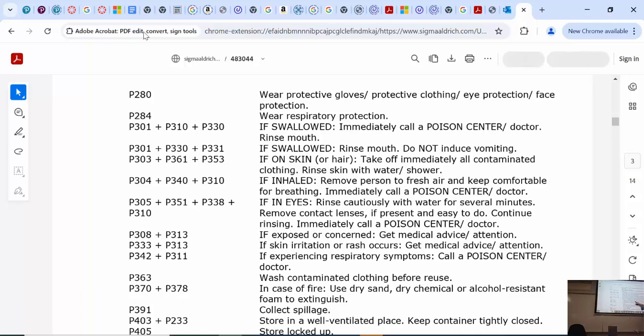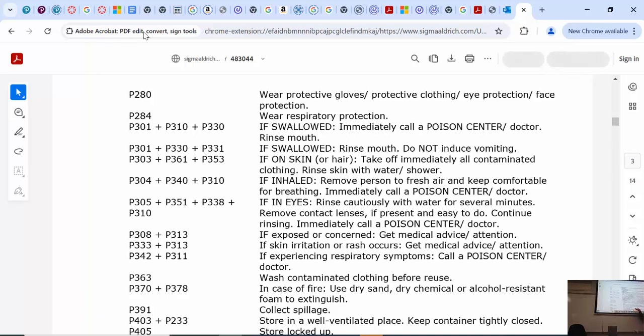Continue rinsing. Immediately call a poison center or doctor. If exposed or concerned, get medical advice or attention. If skin irritation or rash occurs, get medical advice or attention. If experiencing respiratory symptoms, call a poison center or doctor. This is obvious: wash contaminated clothing before reuse. In case of fire, use dry sand, dry chemical, or alcohol-resistant foam to extinguish.